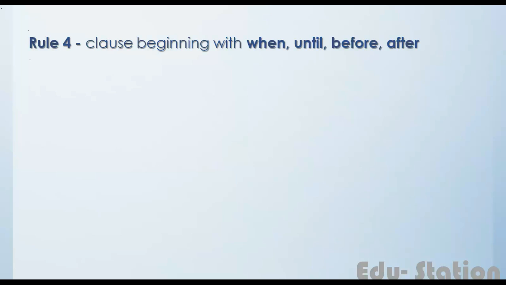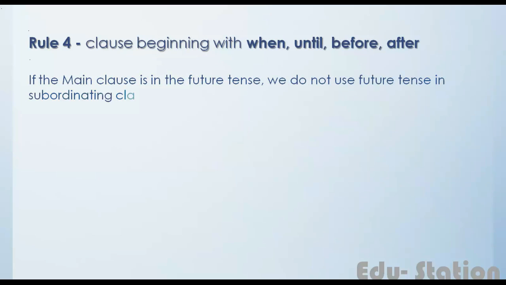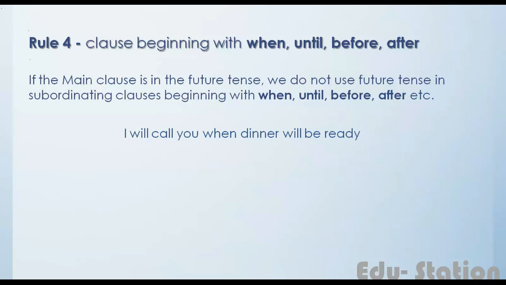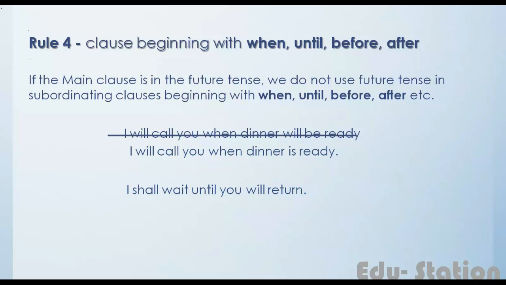Now, the rule number 4. If the main clause is in the future tense, then we do not use future tense in subordinate clauses which are beginning with when, until, before, and after. For example, if I say, I will call you when dinner will be ready, this is a wrong use of a sentence. The correct use is I will call you when dinner is ready. Another example, I shall wait until you will return. The correct one is I shall wait until you return. So you cannot use future tenses in subordinate clauses when beginning with when, until, before and after.